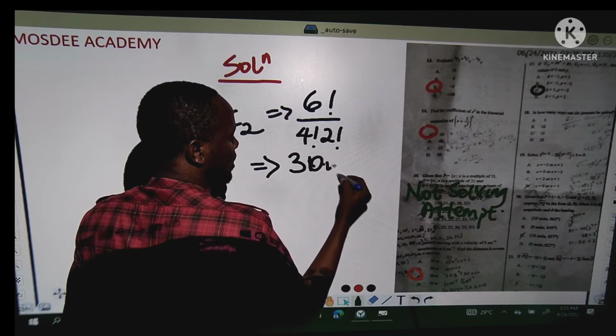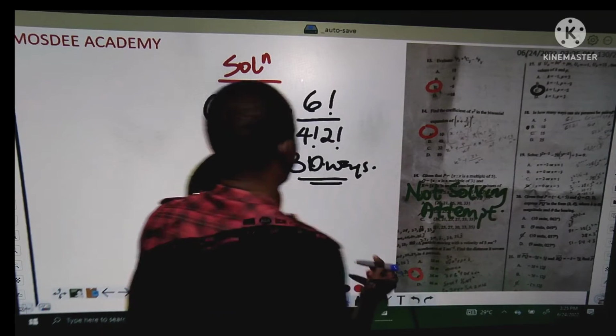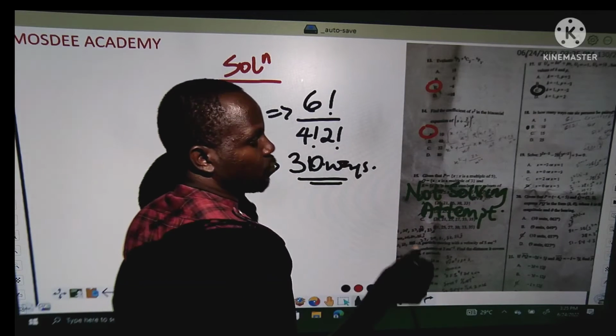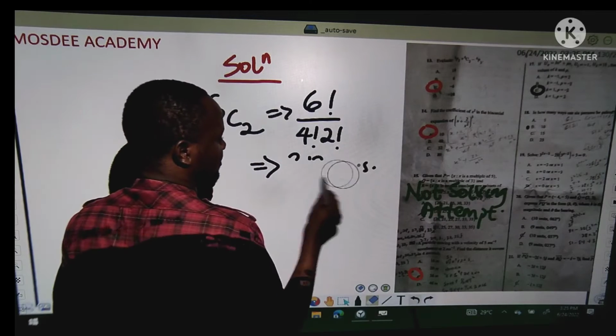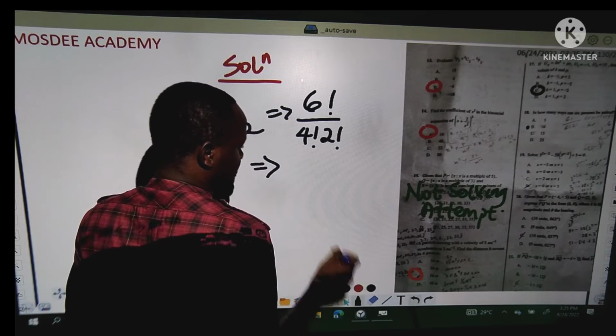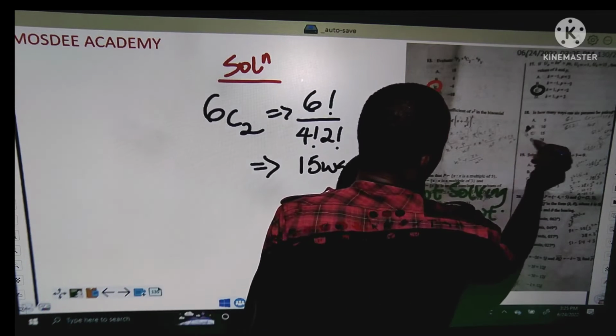So we are going to write 30 ways. Wow, don't slow me down. 30 ways is correct, I know. Is it 30 or 15? 6 times 5 over 2 times 1. 6 times 5, 30. 30 over 2, 15. So please note that. 15 ways, because I know she can't miss that. I'm very sure. So that's 15 ways, and that is that.